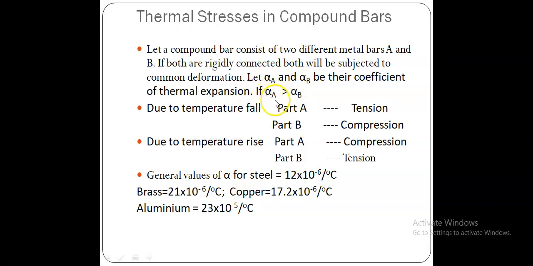In this case, if alpha A is greater than alpha B, that is, material A has a higher coefficient of thermal expansion than material B, and there is a temperature fall, that is, the temperature is reduced with respect to the standard temperature of that material, then part A is subjected to tension and part B is subjected to compression.